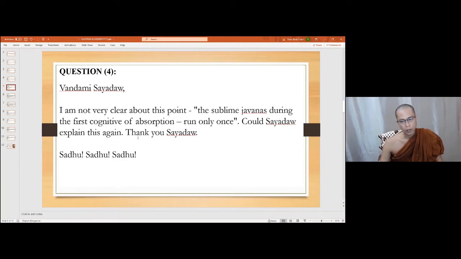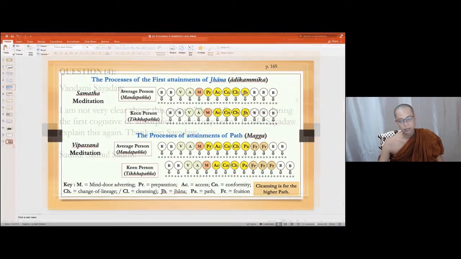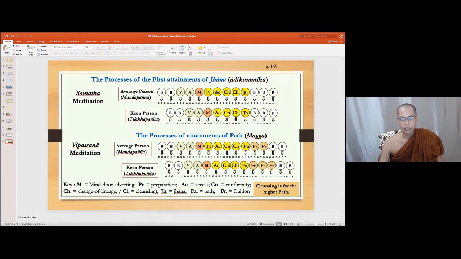Okay, the sublime jhana during the first-time cognitive process of absorption refers to what I mentioned in the last slides. I mentioned this: the jhana moment occurs only one time. After that, in the first-time attainment, it cannot repeat. It arises just one time, and then the bhavanga continues. The first-time attainment is only one time.